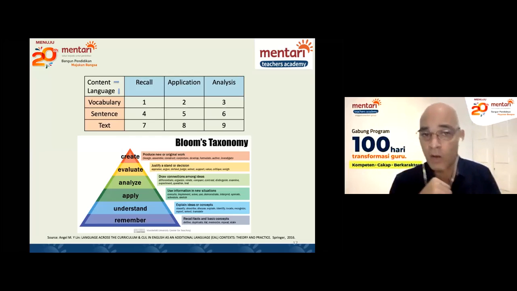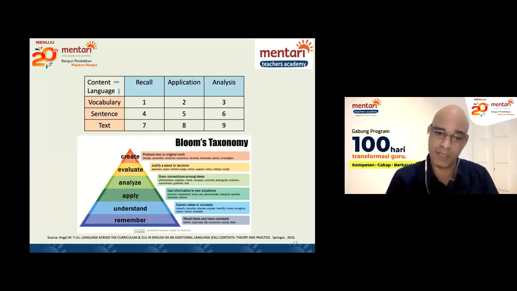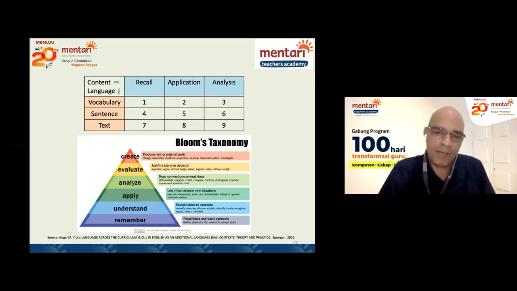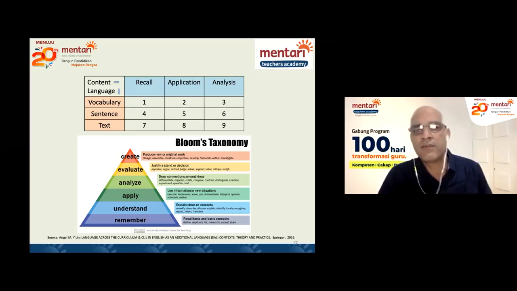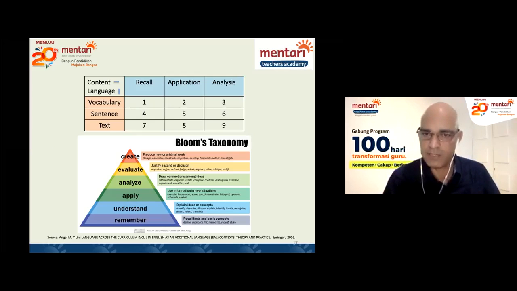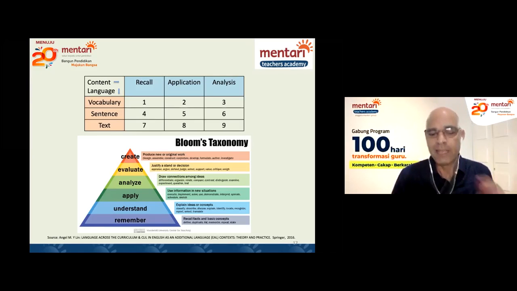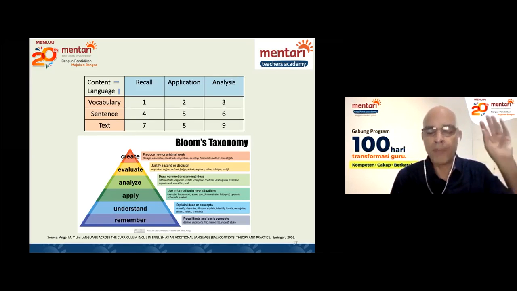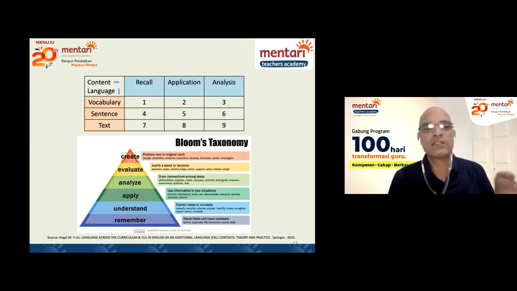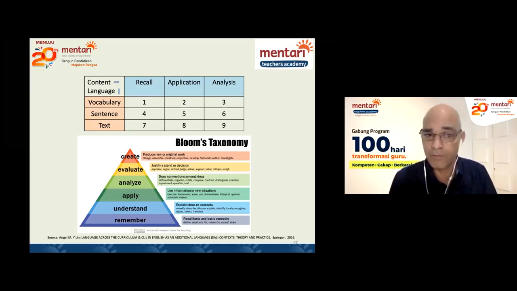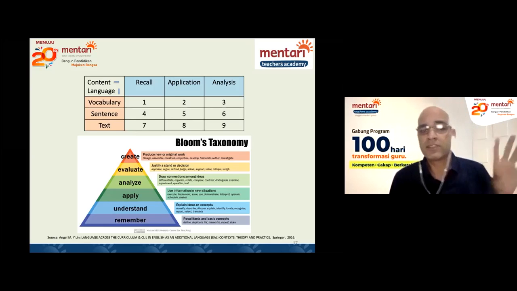So I have recall questions, which focus on recalling information. Recall is the same as remembering, right? Questions that focus on applying information, which is the application of information, and questions that focus on the analysis of information. From a language perspective, it's important too that I practice that some of my questions focus on vocabulary, or on the word level. Some of my questions focus on the sentence level and on the text level.